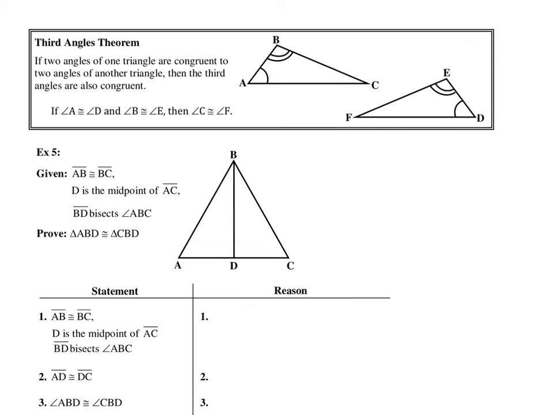Third angles theorem. All right, if you know that you have two pairs of angles that are congruent, then automatically you know that the third pair must also be congruent. Alrighty, so let's do example 5.